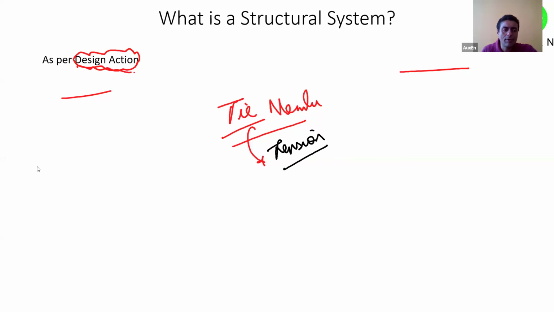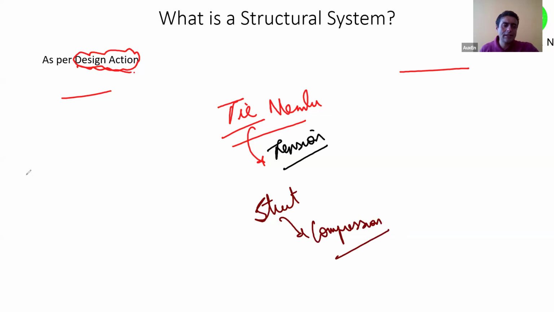If I say that a particular member is, let's say, a strut, what does it indicate? If I say a particular member is a strut member, it indicates that the dominant design action will be, let's say, compression. Or if I say that these members are put together in a truss system, predominantly we understand that the design actions that the members of this system will take will be what?